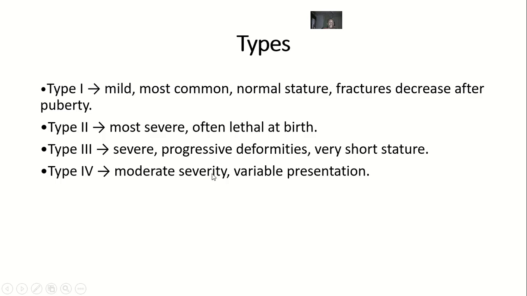So now we'll go to types of osteogenesis imperfecta. We have type 1, type 2, type 3, and type 4. Type 1 is mild, most common. You see them, they have a normal stature, though their fractures decrease after puberty. Type 2 is most severe, often lethal at birth. Type 3 is severe, with progressive deformities and very short stature. You see them, they are very short. Then type 4, you have moderate severity and there is variable presentation. The presentation is neither here nor there.